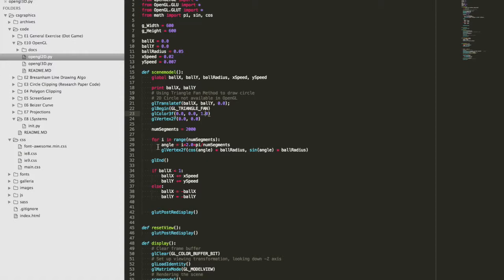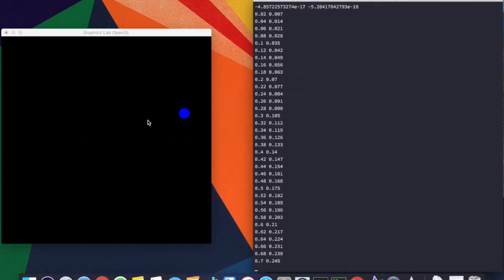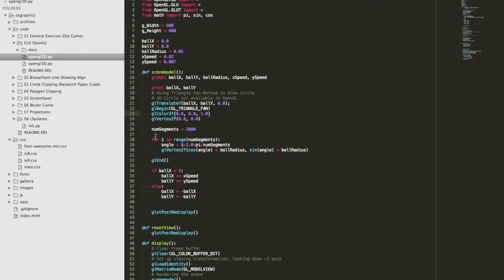And what I'm doing is, for every line segment, starting from 0 degrees to 360 degrees, I am plotting lines, and the number of segments determines how fine the circle will look. As you can see, we see no problem in the circle definition. And the circle is centered at ballX and ballY, which is right now in the initial position 0, 0.